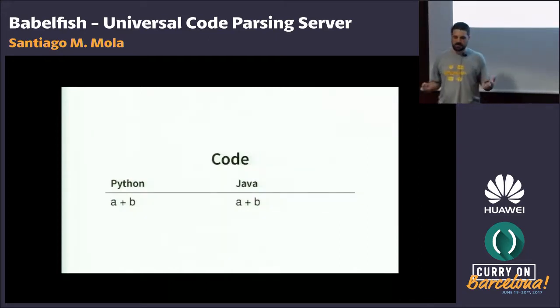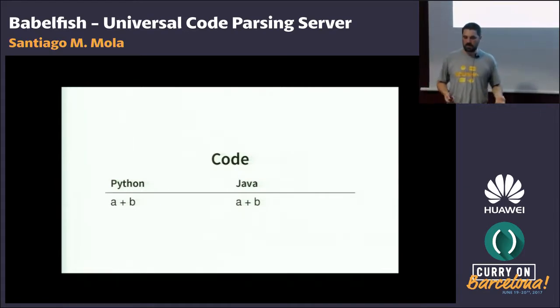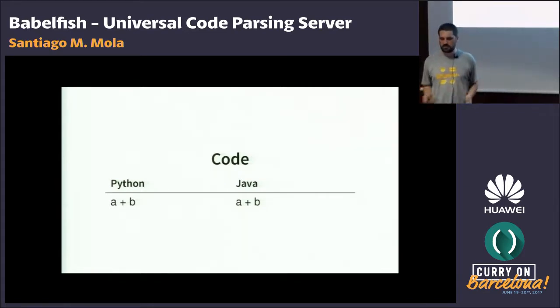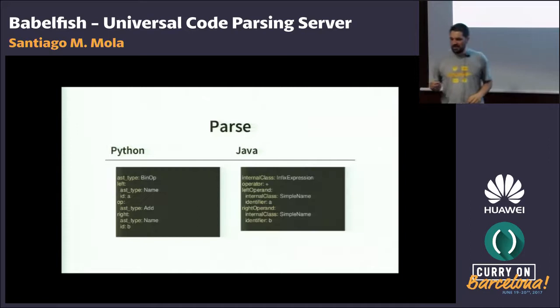So let's take this simple example in Python and Java of adding A and B, actually the same code in both. Honestly, I put this example because it's the only one that fits in the slides for the next slide. So on the parsing step, we have 2 parsers, one for each of them. They produce something completely different. Of course, you can find some similarities.